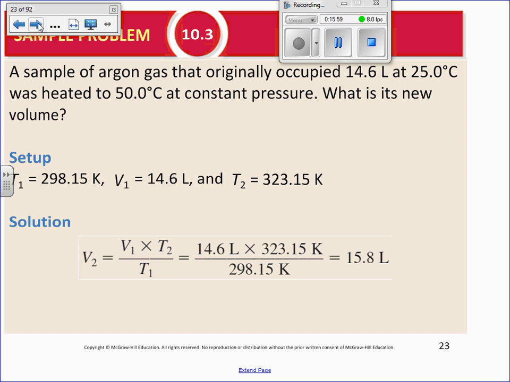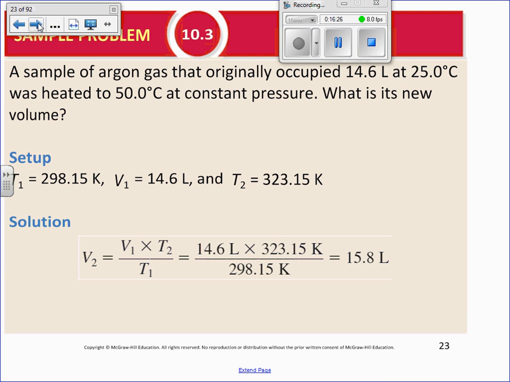Remember, we've got to go from Celsius to Kelvin, so we're going to add 273.15. V1 was 14.6, and T2 is 323.15. So V2 is V1 times T2 divided by T1. Just rearranging the equation. Put the numbers in. V2 is 15.8 liters. The volume went up, just what we thought.